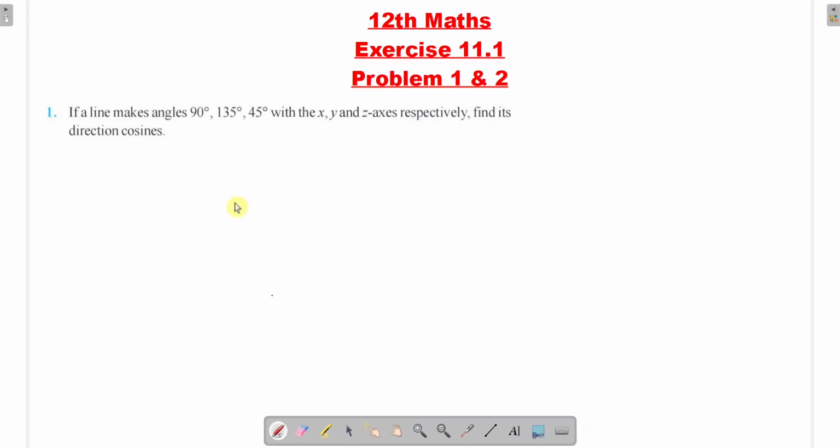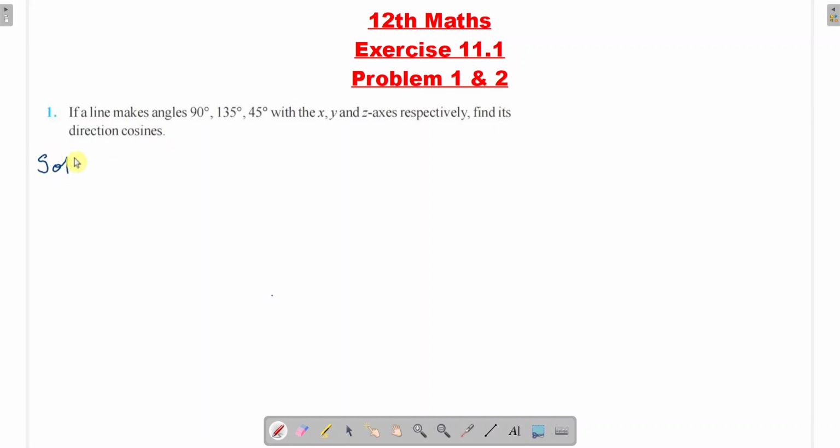In this video we will solve problem 1 and 2 of exercise 11.1 of 12th class maths. The first problem is, if a line makes angles 90 degree, 135 degree, 45 degree with the x, y and z axes respectively, find its direction cosines. So it is given that a line makes angles 90 degree, 135 degree, 45 degree with the axis. We have to find the direction cosines of the line. Let us start and solve the problem here.